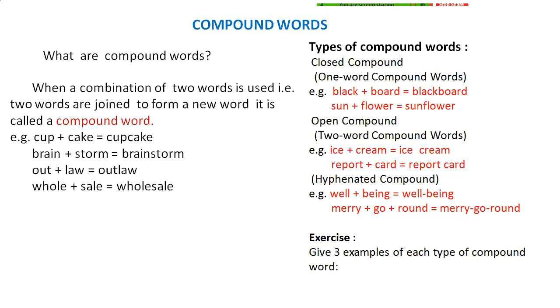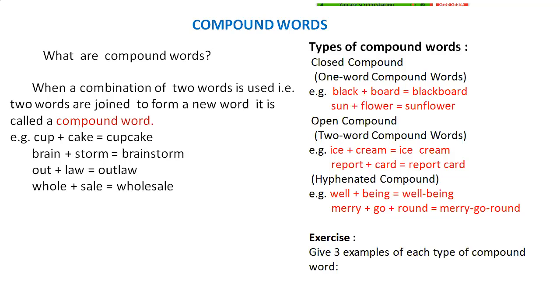There's one more example. We took the word whole and we also used the word sail. When you combined both these words together, it formed a new word, wholesale. So you see, compound words are a combination of two words.